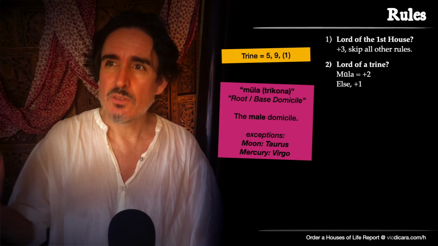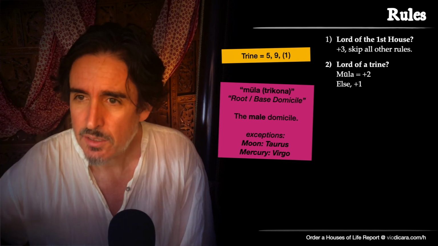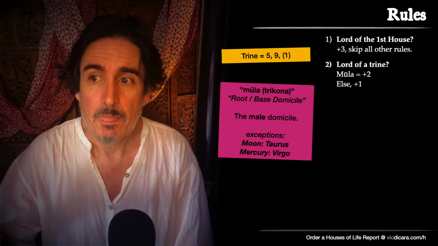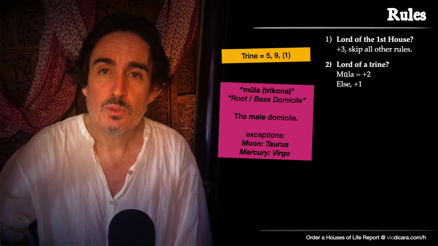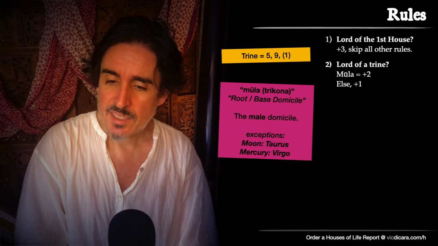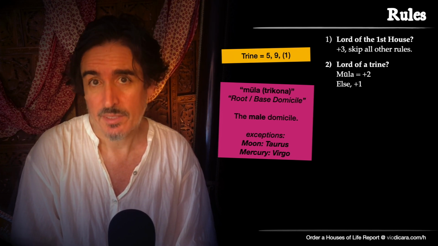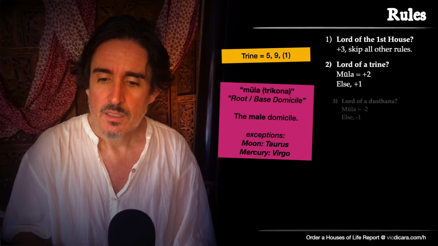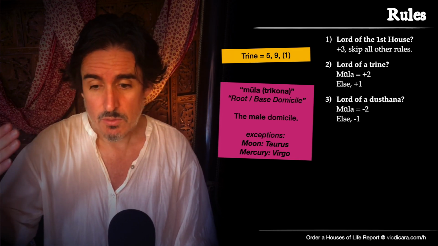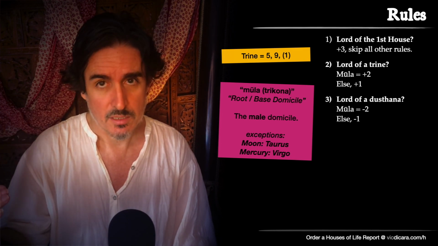All right? So the rule so far is simple. Is this planet the lord of the first house? +3, you're done. If not, is it the lord of a trine? If yes, it's going to be +2 or +1. Next consideration, this would not be skipped. If you go down to rule 2, you're always going to go to 3 and 4 as well. You don't stop.